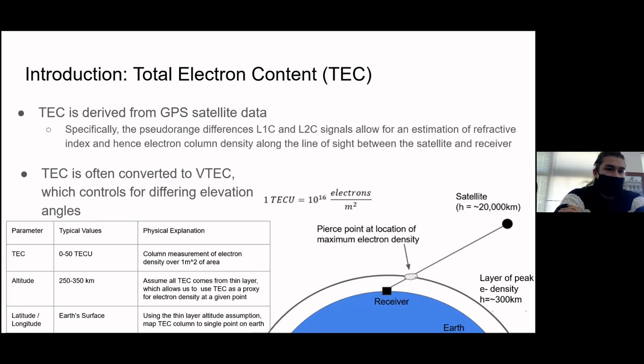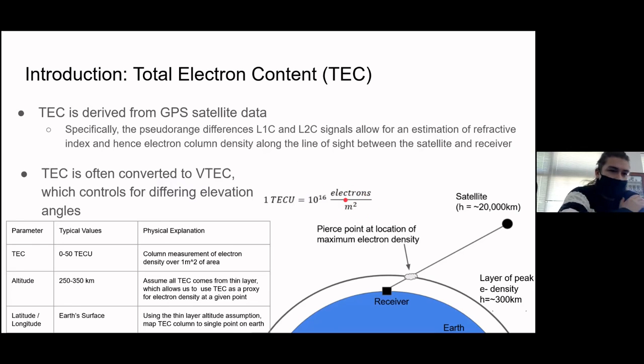And it's basically a line of sight measurement between you and the satellite. And so the units are electrons per meter squared. So you assume that the refractive index is coming from free electrons, and you can measure the electrons, but you can't measure the density. You can only measure the column density. So that's why it's over an area.